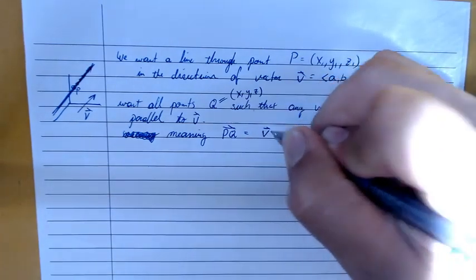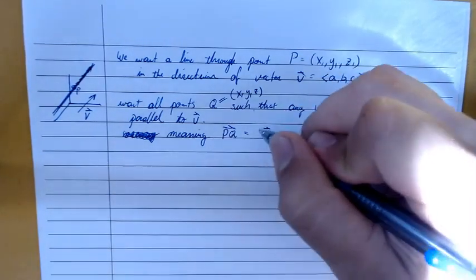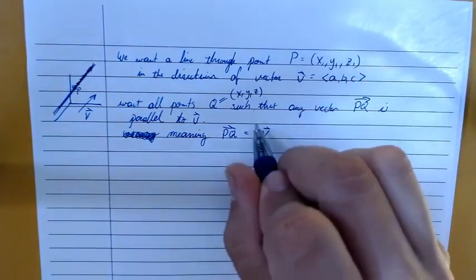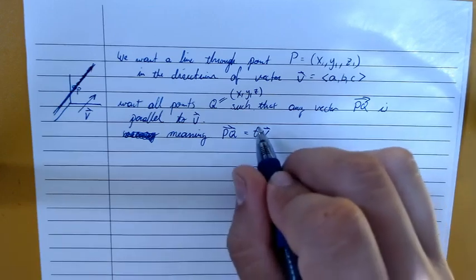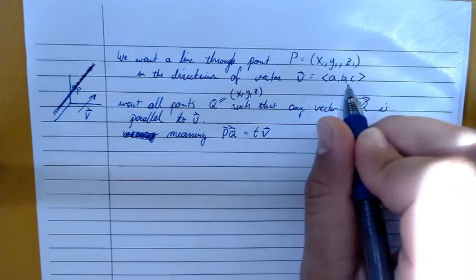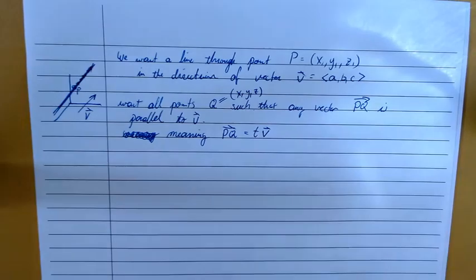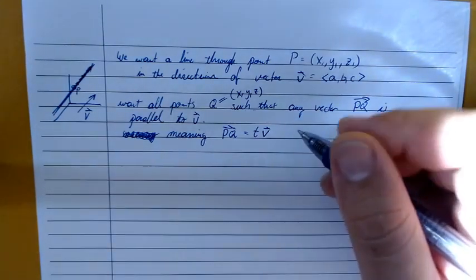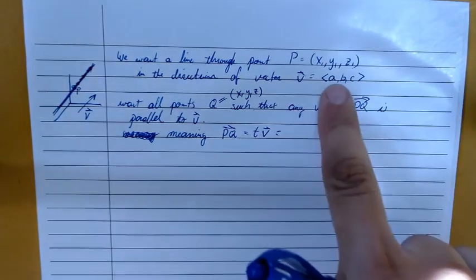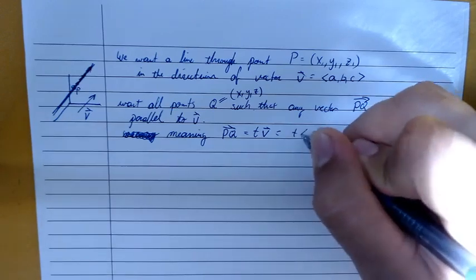Here we can call the scalar anything we like, but we're going to use the letter T, and we're going to see why that's the choice we use in a moment. Usually for a constant you would use C, but C is already being used. Why do we like T? We'll see that here in just a moment as well. Here, since V is equal to ABC, that's T times ABC.